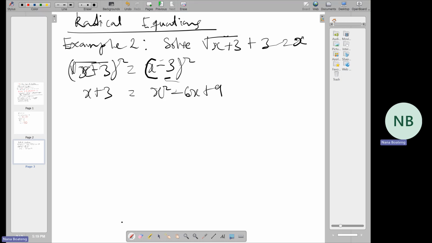All right, so now we can write this also in standard form by grouping all the numbers and variables on one side. So if we do that, we'll have x squared minus 6x minus x plus 9 minus 3 is equal to 0. So we then have x squared minus 7x plus 6 is equal to 0. So we now have a quadratic equation from which we can solve for the values of x.